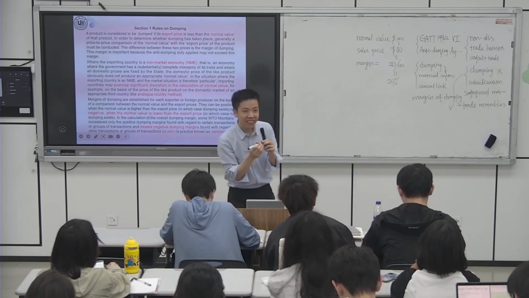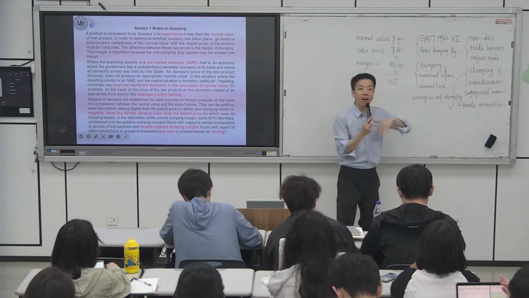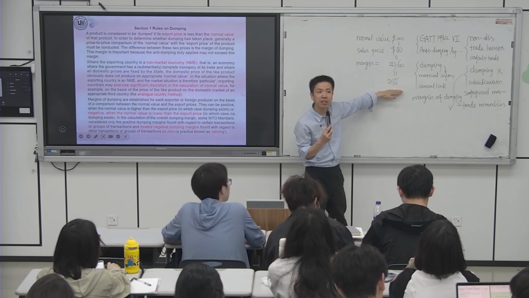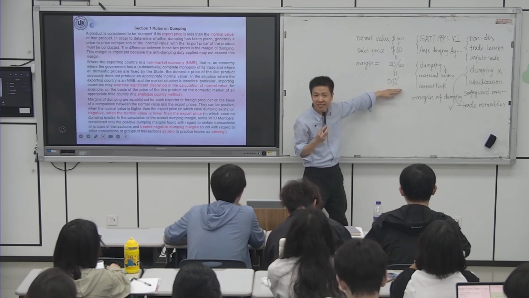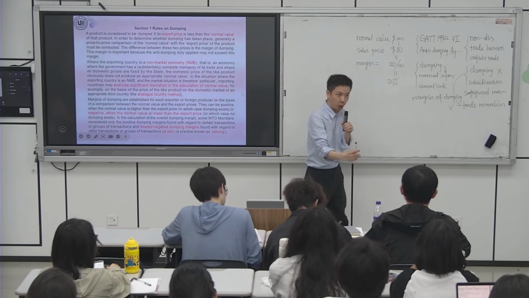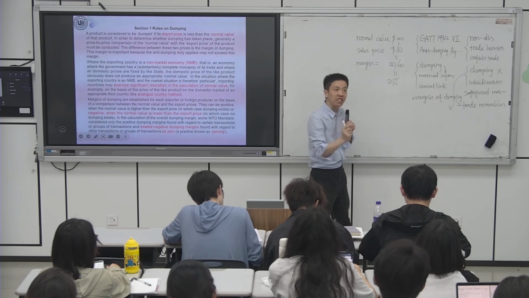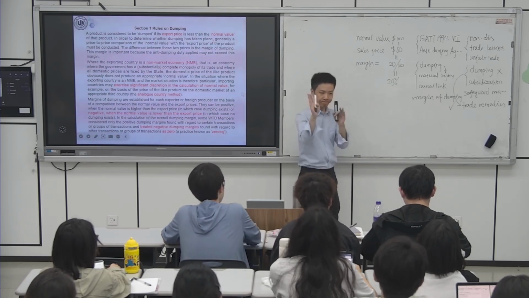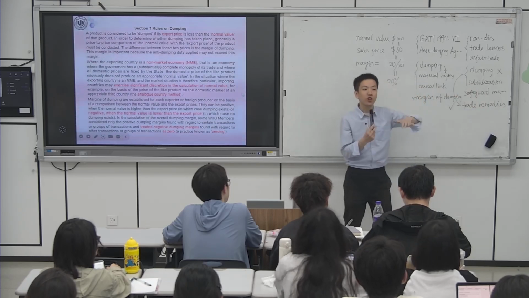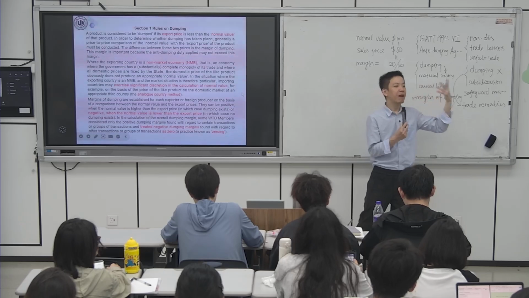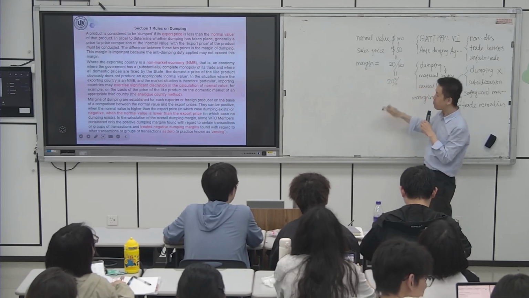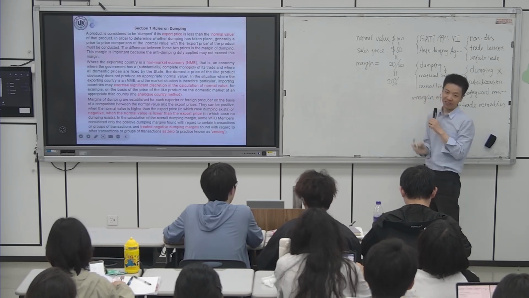Then my next question would be, when we are imposing anti-dumping duty, can the anti-dumping duty exceed this 20% margin? Yes or no? No. You can never impose an anti-dumping duty that exceeds 20%. Because it's called trade remedy, 救济, not punishment or penalty. It's just a remedy. So we just make it even. We just impose a tariff rate of 20%.